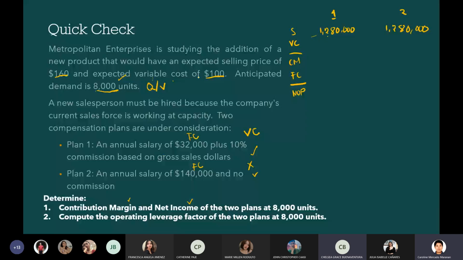800. Okay, that's correct. So, yan yung initial. Okay, parehas siya may 800,000. So, punta tayo dun sa given. Sabi sa plan 1 Chelsea, ang annual salary is 32,000. So, this is fixed cost. O, lagay na natin dito.